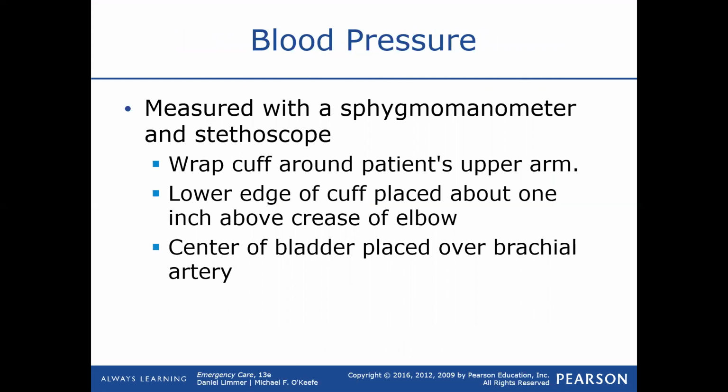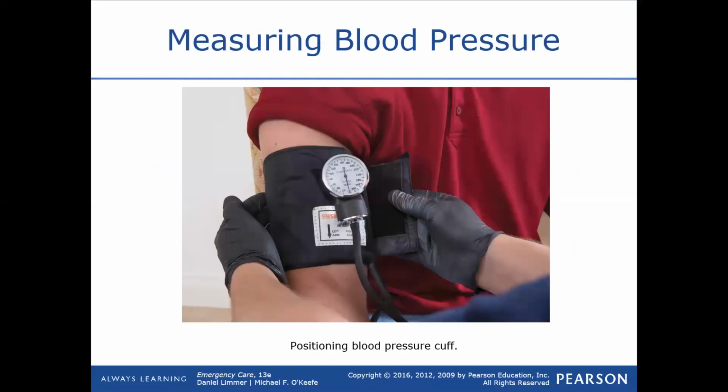All right, blood pressure, again, is measured with a sphygmomanometer and a stethoscope. Wrap the cuff around the patient's upper arm. Lower edge of the cuff is placed about 1 inch above the crease of the elbow. Center of the bladder placed over the brachial artery. So again, I'll go back to this other picture here. They have little arrows, and we want the arrows to be pointed pretty much down at the artery, okay?